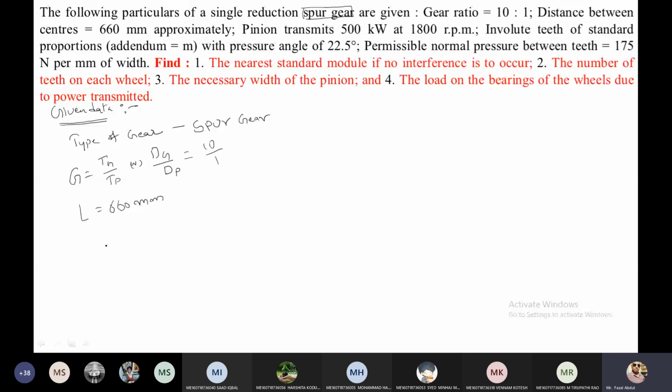And the pinion is transmitting the power. Why am I calling it power? Because, see the units, 500 kilowatts is given. Watts is nothing but power. It is transmitting this much power at a speed of 1800 rpm. So the speed of the pinion is given as 1800 rpm.